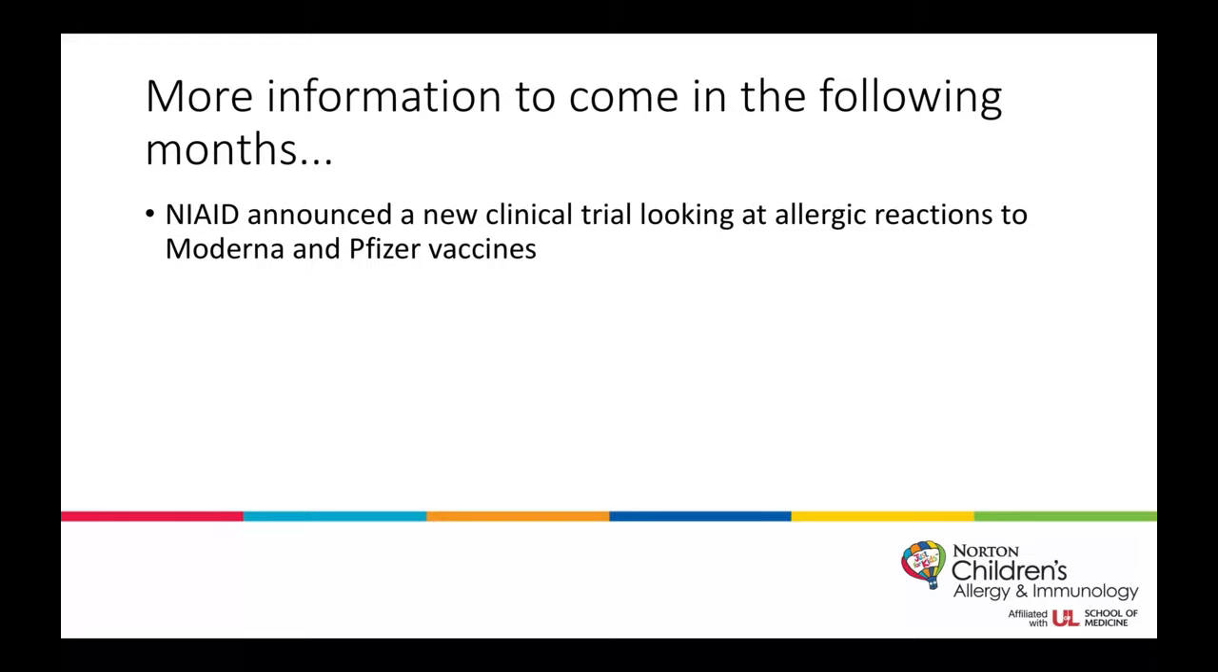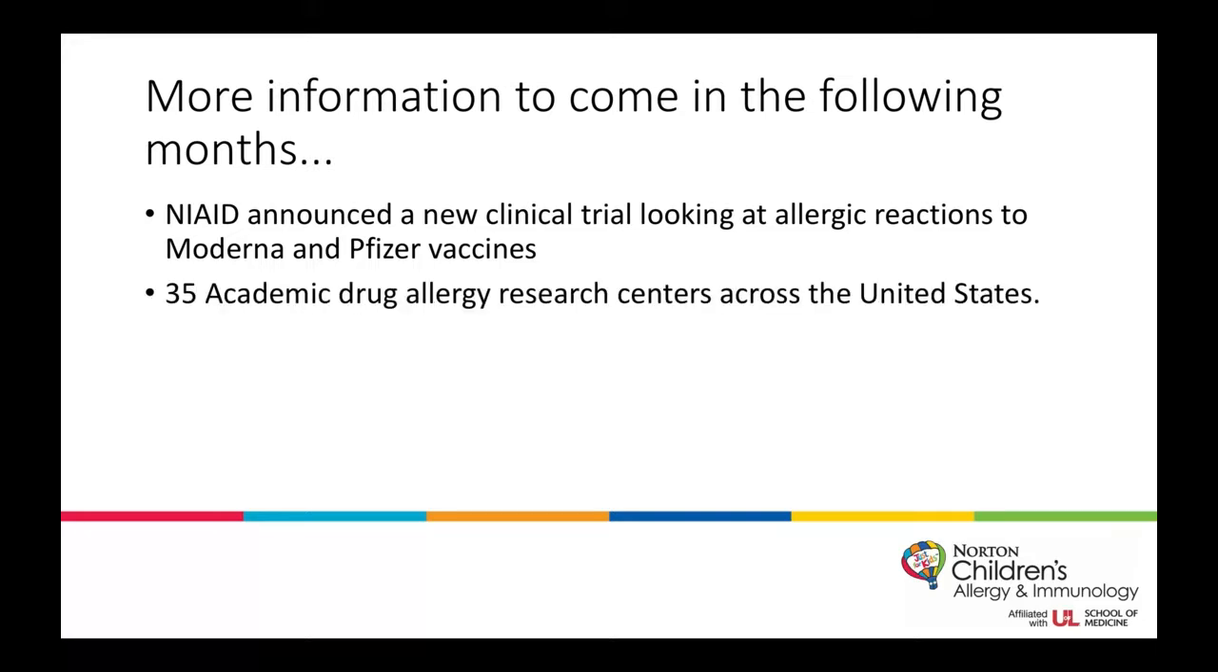NIAID has announced a new clinical trial looking specifically at allergic reactions to only the Moderna and Pfizer vaccines. We just do not have enough data for Johnson & Johnson yet. Right now, they will only include adults because these are the patients that have reported allergic reactions, and if this is an issue in kids as well, 12 to 15, now that it is being given to this patient population, they will start introducing them to the trial as well.